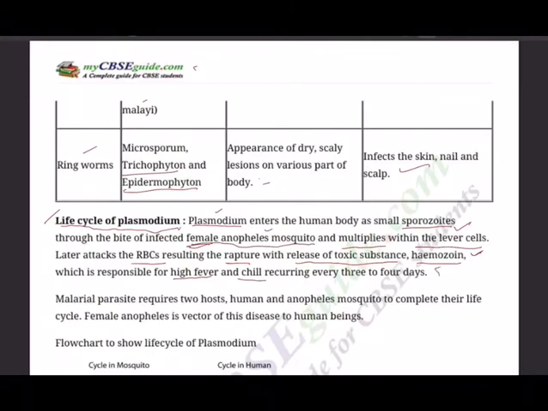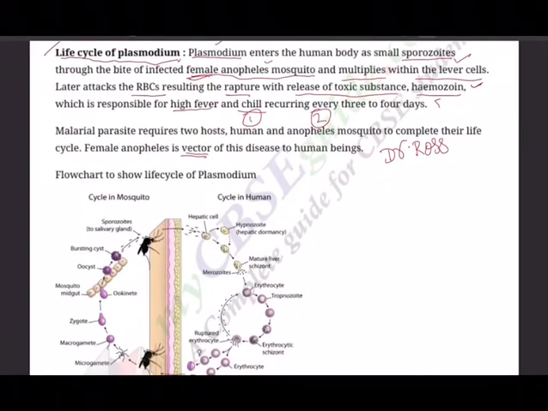So the malarial parasite requires two hosts. One is the human being, second is the female Anopheles mosquito. Two hosts are required to complete its life cycle, and female Anopheles is the vector of this disease. We must be thankful to Dr. Ronald Ross, so it is also known as Ross cycle or malarial cycle. Thanks to him, he has saved the world. The Ross cycle, the Plasmodium cycle, the life cycle of Plasmodium, or the malarial flowchart, all these mean the same.